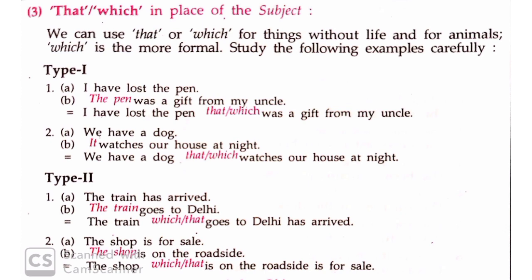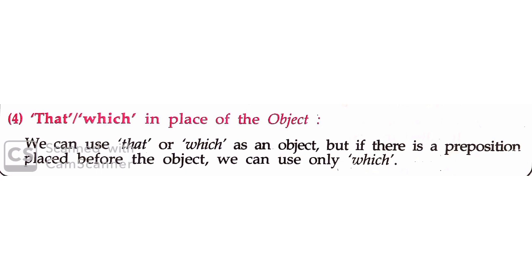Okay. Now coming to the object part. We learnt before the subject part of that or which. Now we are going to move on to the object part. We can use that or which as an object, but if there is a preposition placed before the object, we can use only which. When there is a preposition you have to use which, or else for objects you can use that or which, both. Okay, this is the object part.